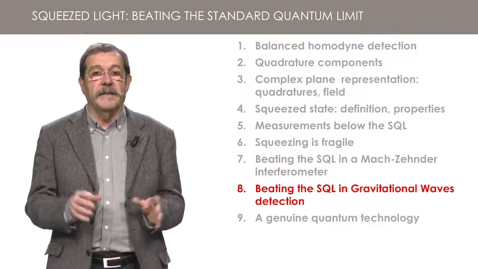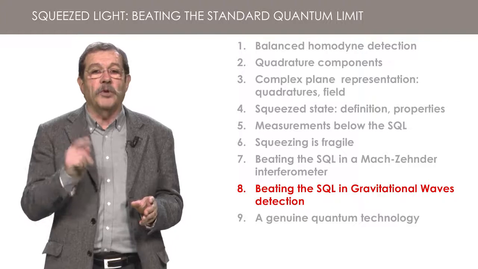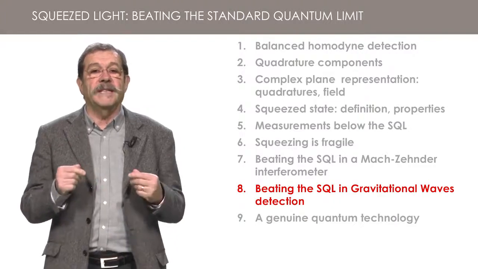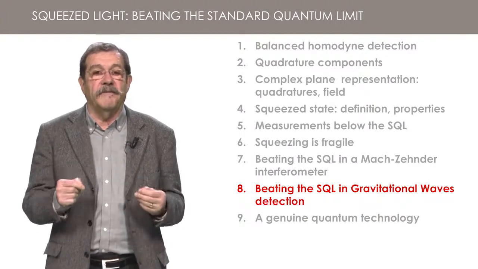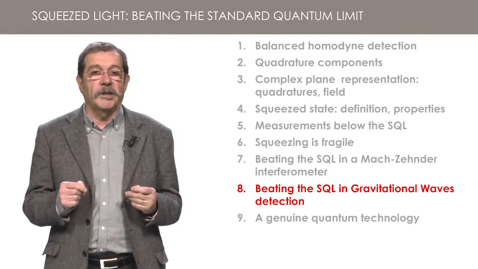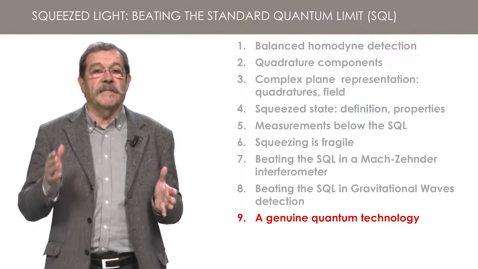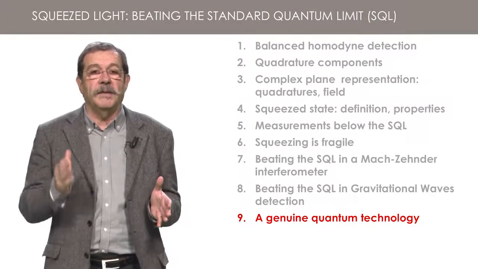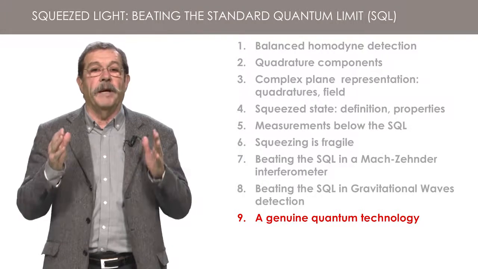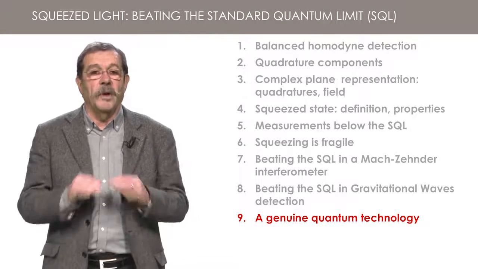In Section 8, I will explain to you how squeezed vacuum can improve the sensitivity of the great interferometers used to detect gravitational waves. In conclusion, I will insist that beating the standard quantum limit with squeezed light is a paradigmatic example of a quantum technology.